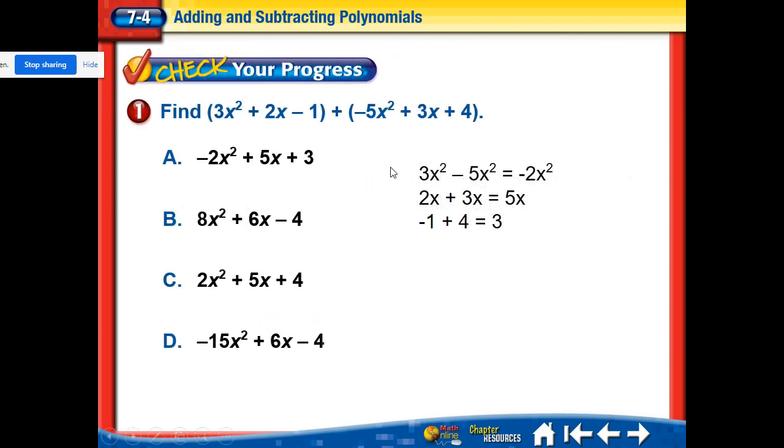So let's take a look at here. Let's put things together. The 3x squared and the negative 5x squared is negative 2x squared. The 2x and 3x is 5x. Negative 1 and 4 is 3. Well, which one has these? Well, that's A. Yay, A.